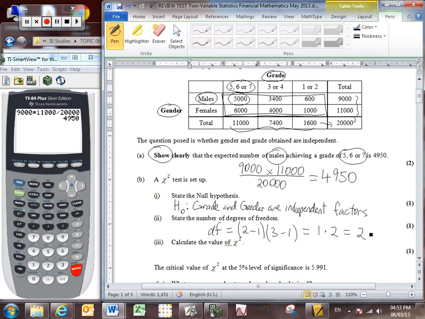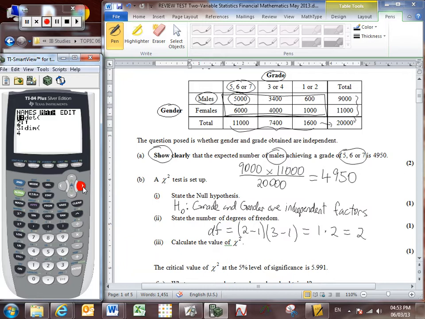Calculate the value of chi-squared. This is where I'm going to have to put it into the matrix. So I'll say second matrix. I'm going to edit matrix A. Because it's 2 rows by 3 columns, so you always go rows by columns so that the matrix looks correct. And let's enter the values. So these are the observed values.